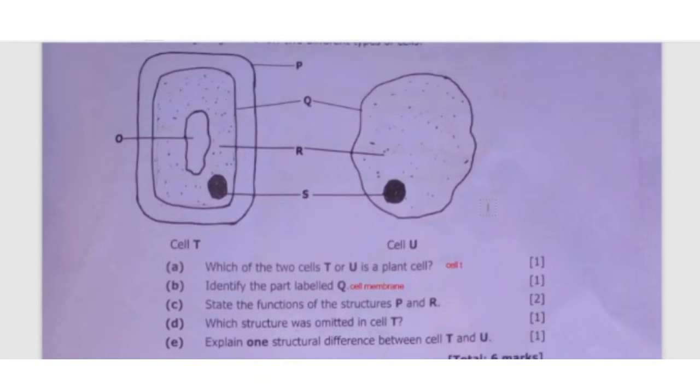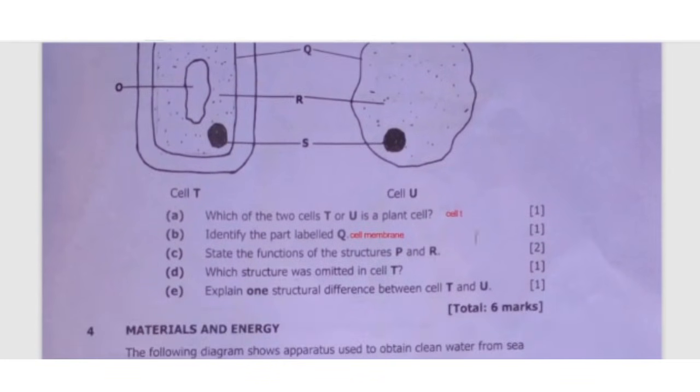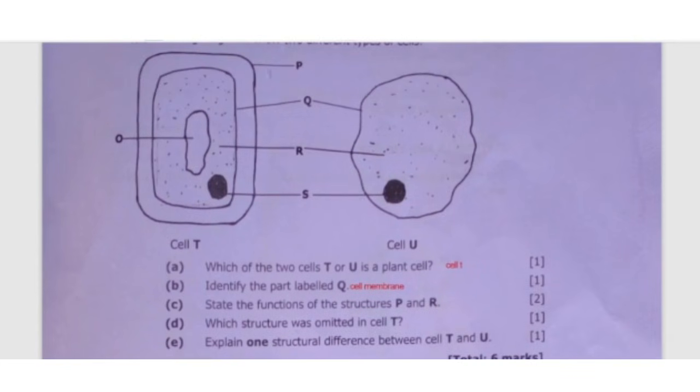So what is the name? State the function. So we want to find the function of P and R. It's 2 marks. That means we should give one function for each letter. So P, where is P? P is there. So what is the function of P? Before we write the functions, let's identify the name of P. So P is a cell wall, so I'm going to write that. So what is the function of the cell wall?